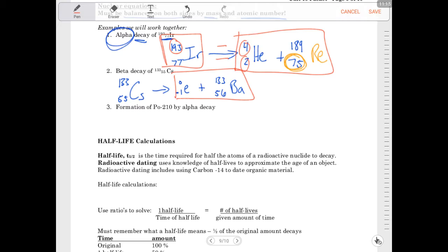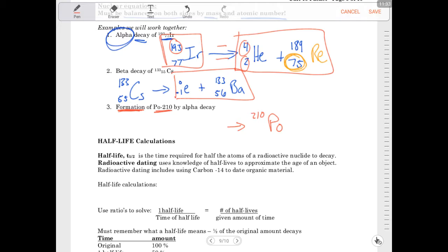Hopefully you guys tried that. Start with what you're given. Now it says formation. That means that polonium-210 is going to be on your product side, because you're forming that. So Po-210. Again, this is hyphen notation.